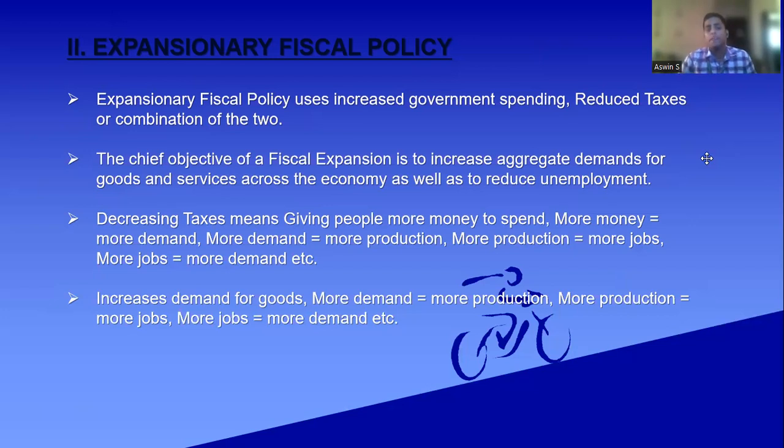The next one is that it increases the demand for goods. We can increase the demand for goods, and more demand means more production. More production means more jobs. More jobs mean more demand. So it is essentially used to combat the recession.